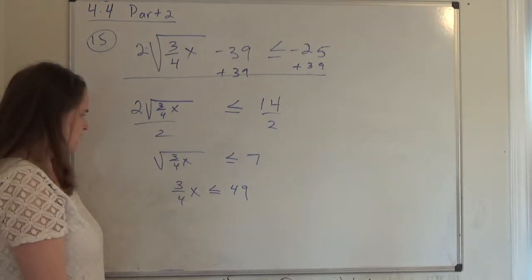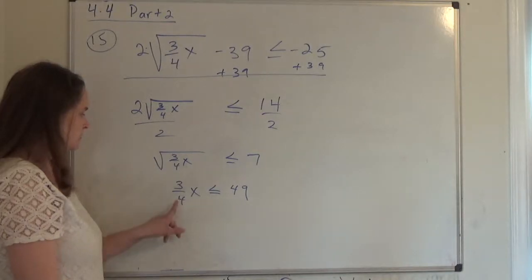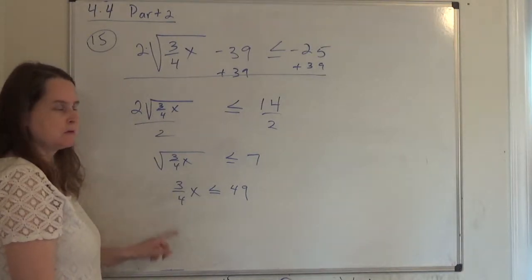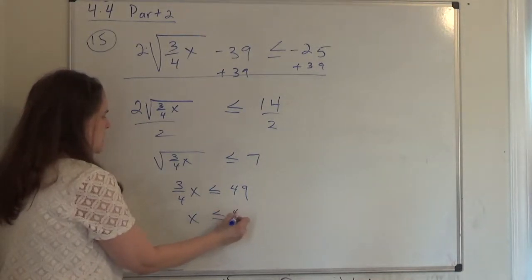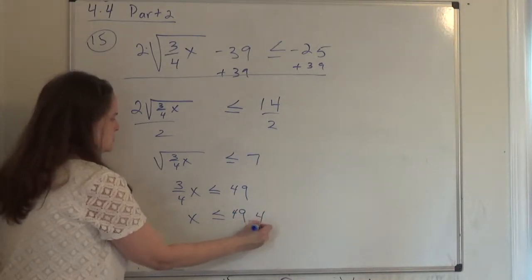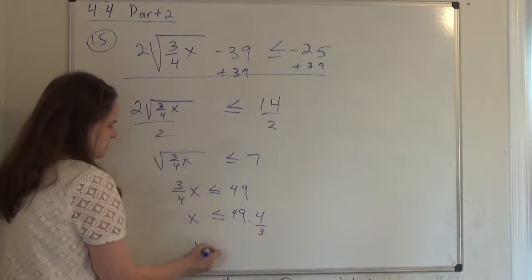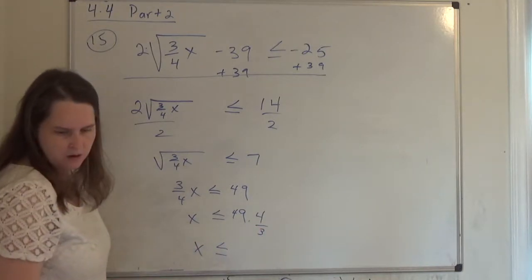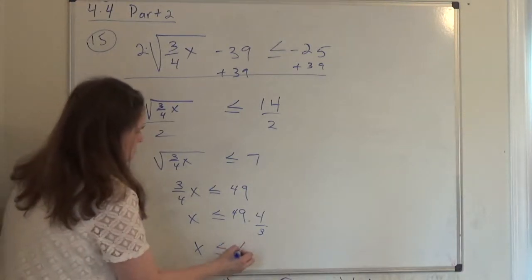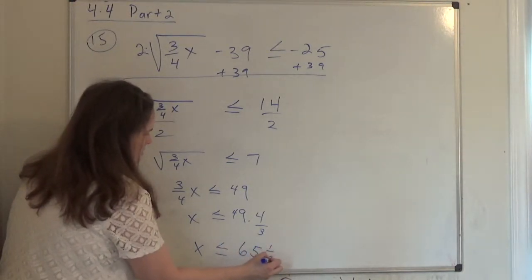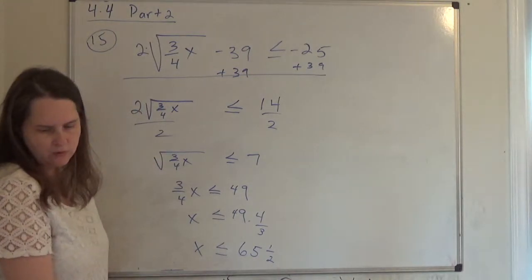Alright, and then to solve for x, I'm going to multiply both sides of this by the reciprocal of 3/4. So multiply both sides by 4/3. That'll give me x is less than or equal to 49 times 4/3. And that's going to give me a value of 65.5. Okay, so we're at 65.5.